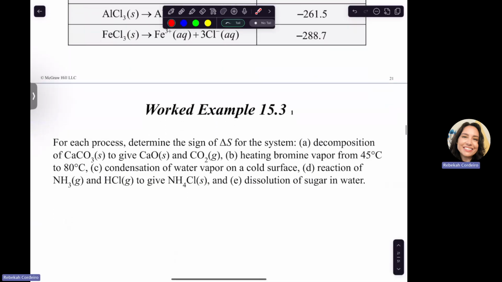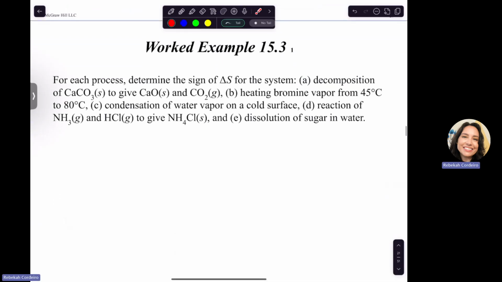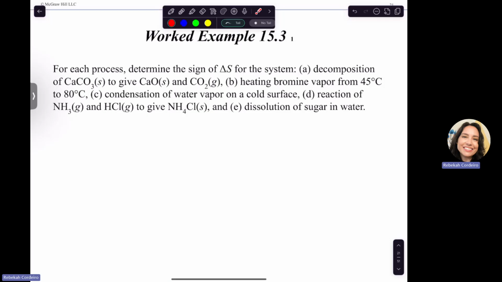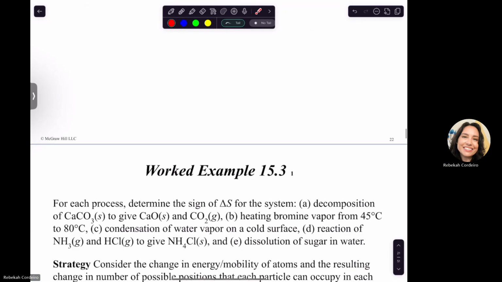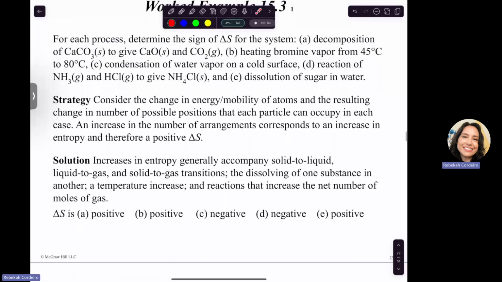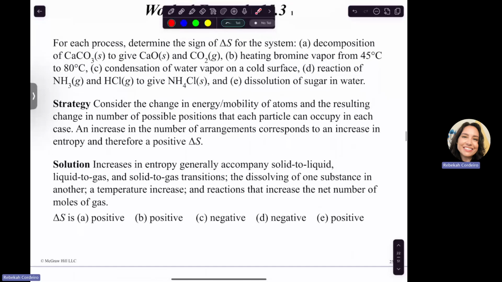So why don't you try to say the sign of the delta S? Is it going to be increasing entropy or decreasing entropy for these processes? Don't calculate it, just try to guess. All right, so here are your answers. A is positive, B is positive, C is negative, D is negative, and E is positive. Let me know if you have any questions or you didn't get that, and I can help you out.